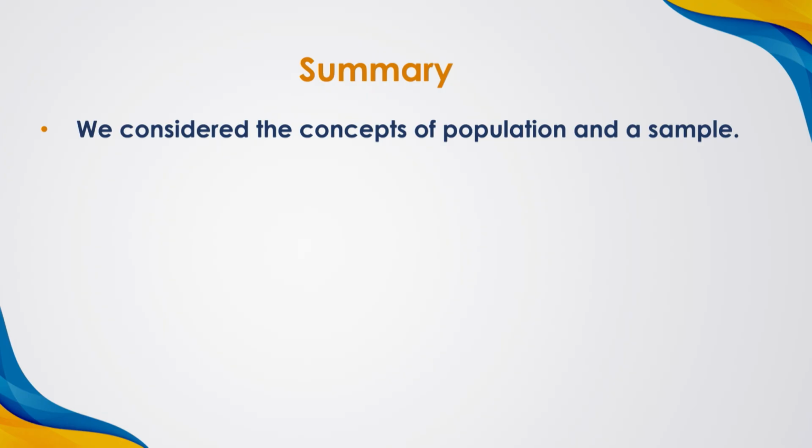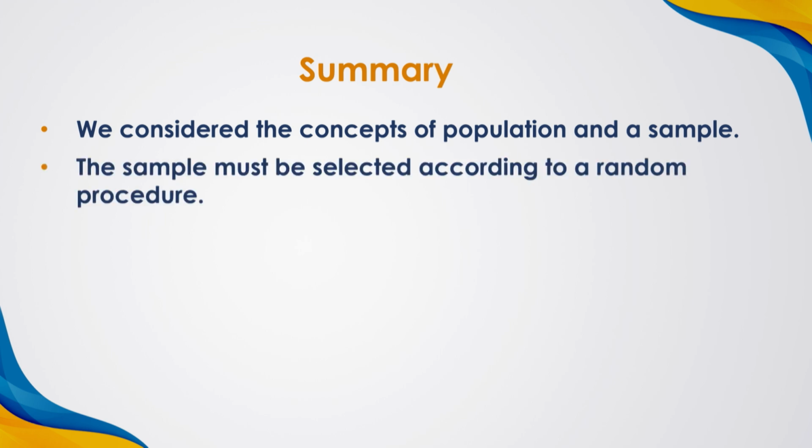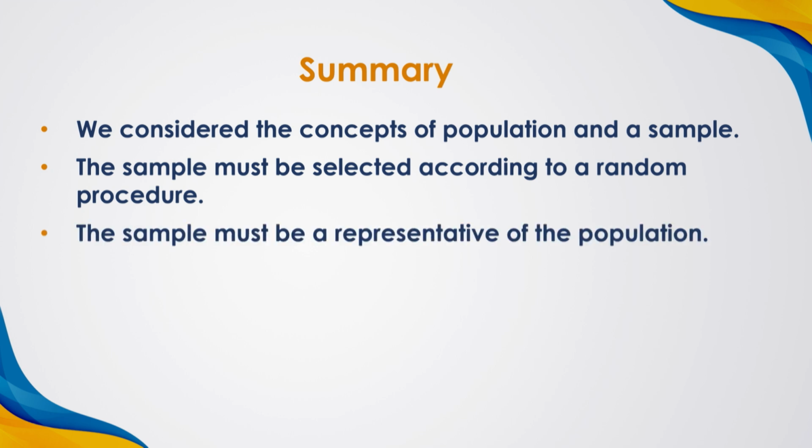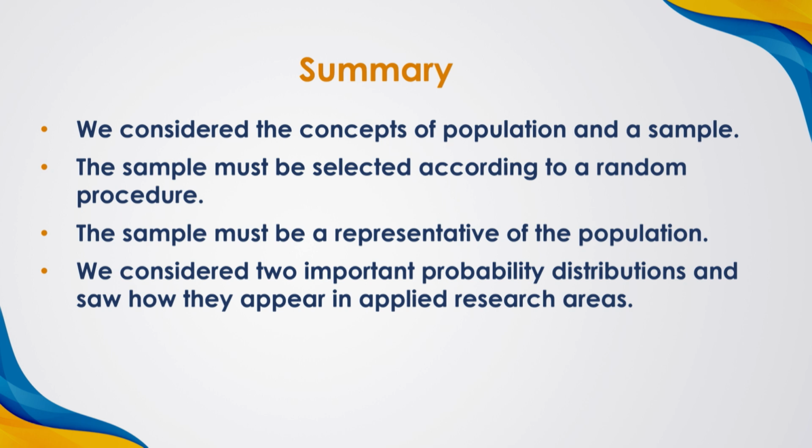We will summarize what we have learned in this part. We considered the concepts of population and a sample. The sample must be selected according to a random procedure. The sample must be representative of the population. We considered two important probability distributions and saw how they appear in applied research areas. You are given basic concepts and fundamental ideas that are being used in psychological research by using statistics.